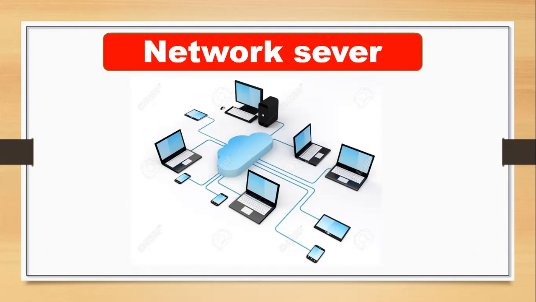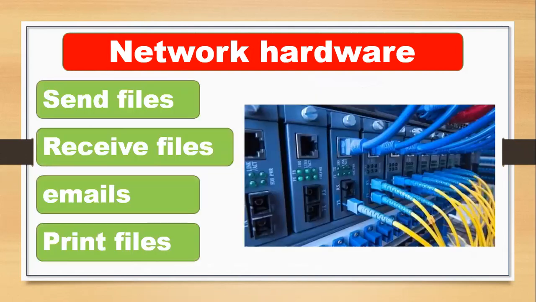When we talk about WAN, it's a wide area network used from cities to countries. We can install this network across cities and countries. So in network hardware, what are the advantages? We can send files, receive files, send emails, and print files too, while we are connected with the internet, with different devices.